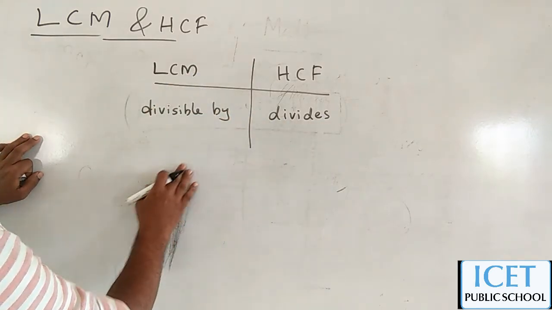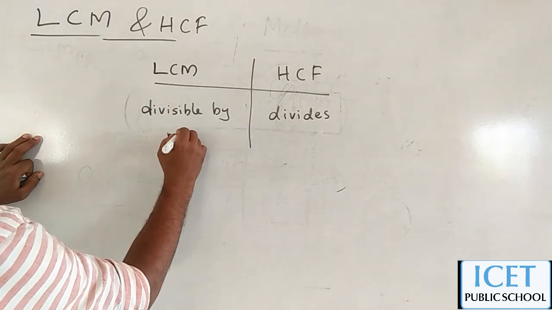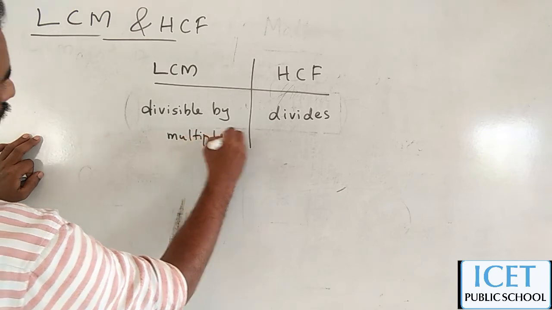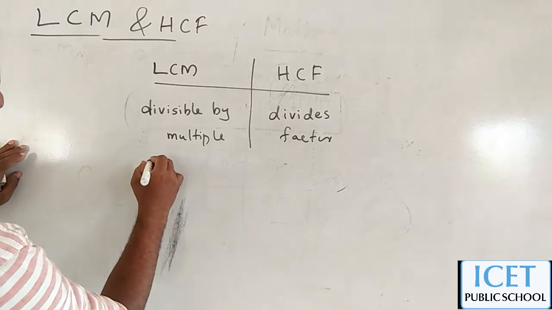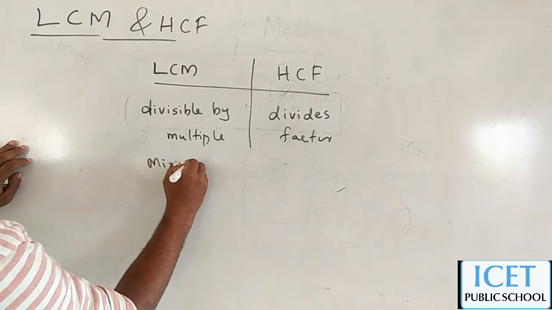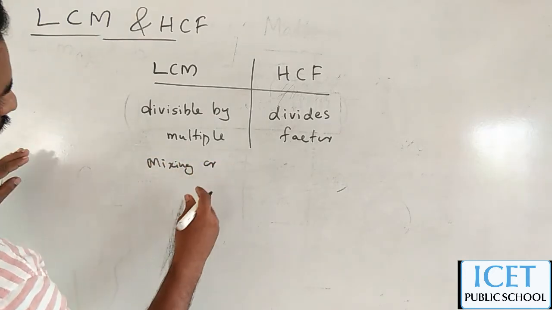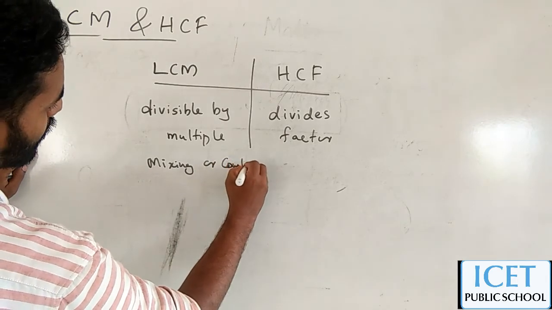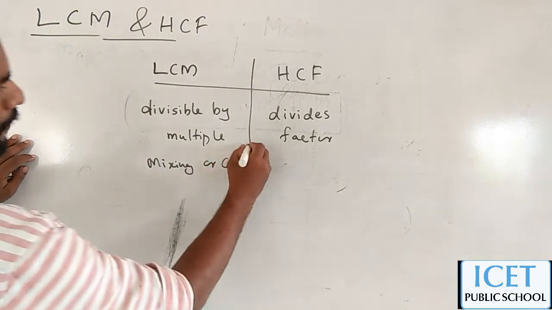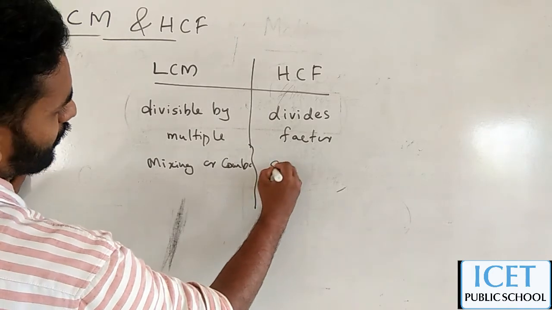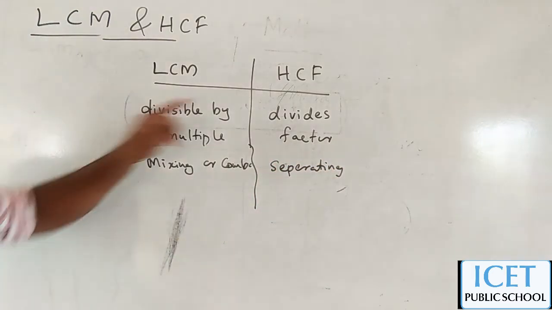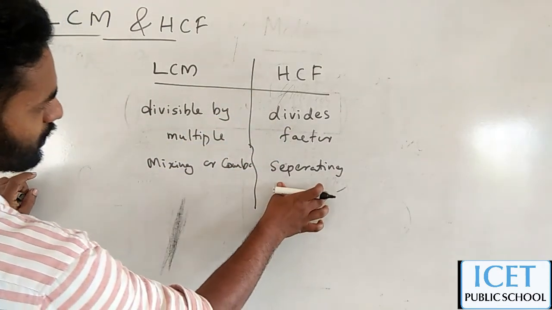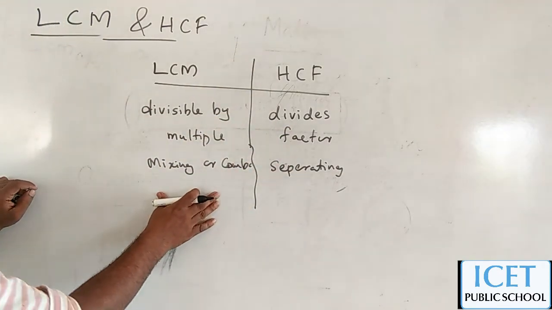In case of the LCM, it will be multiple. Okay. Multiple. It will be factor. Here it will be mixing or combining. Here it will be what? Separating. You have to understand that value is lesser. Here the value will be larger.